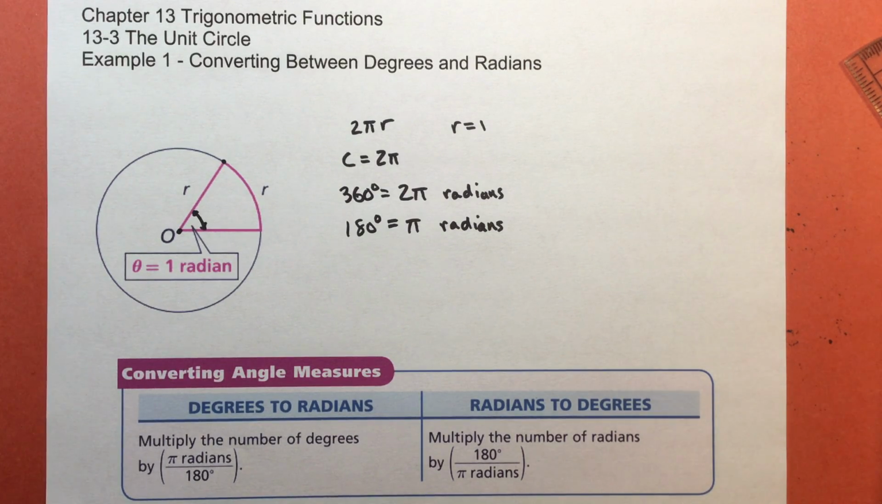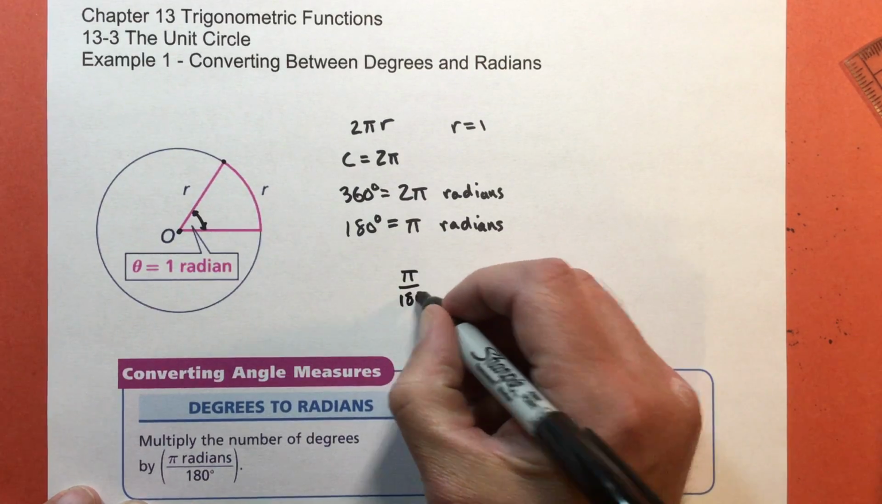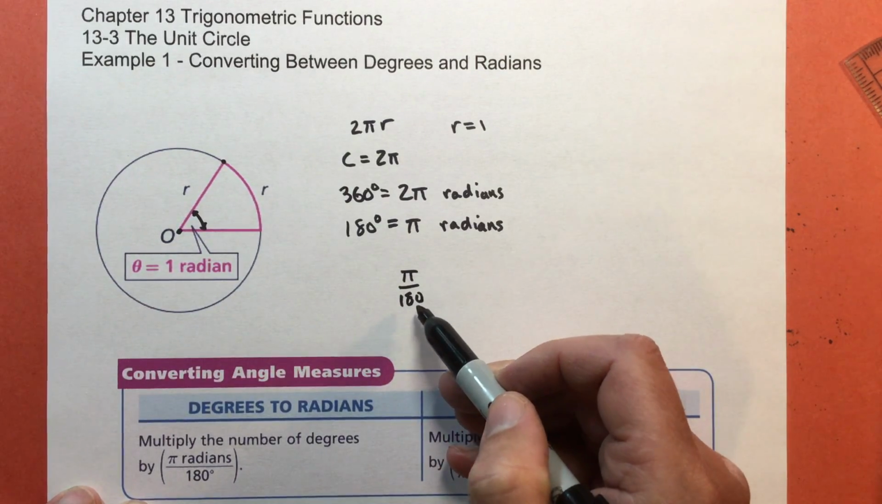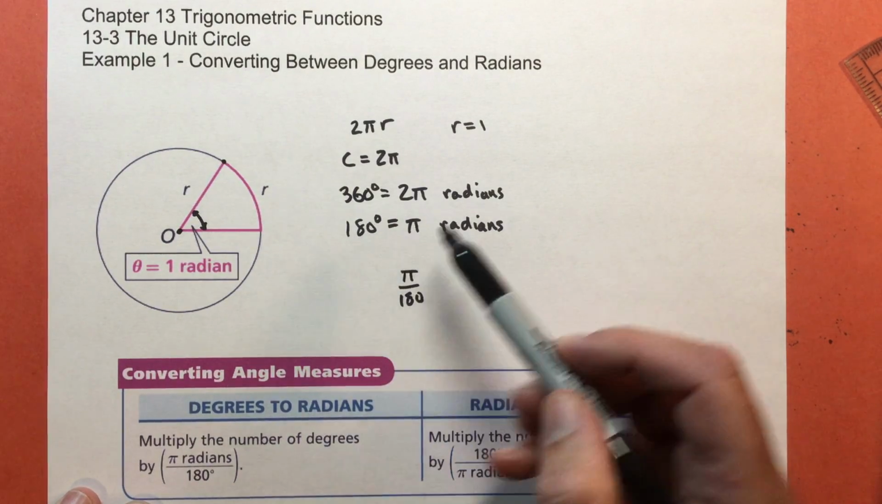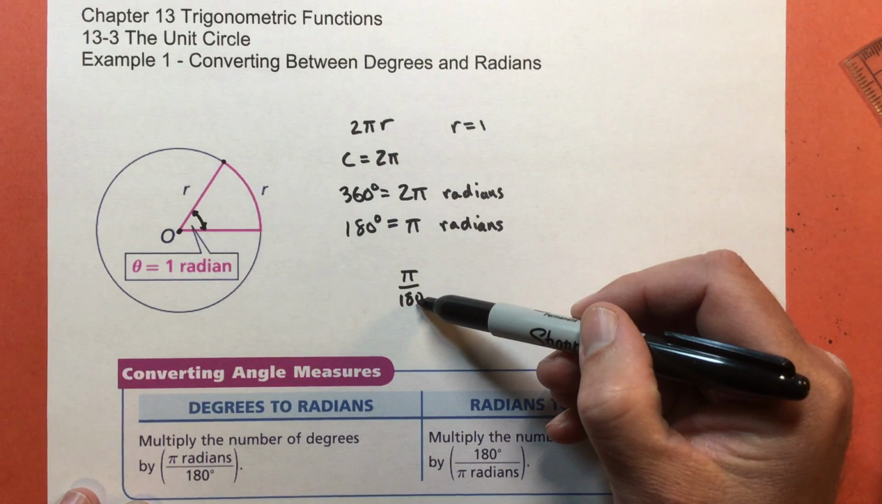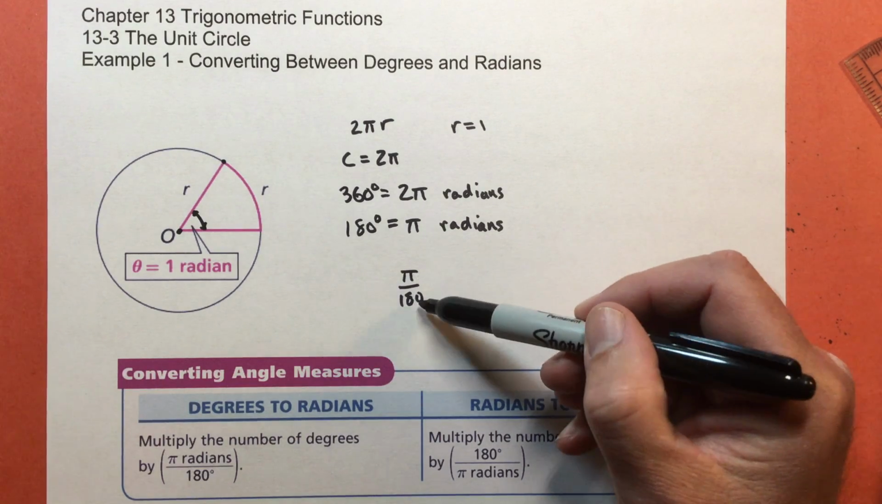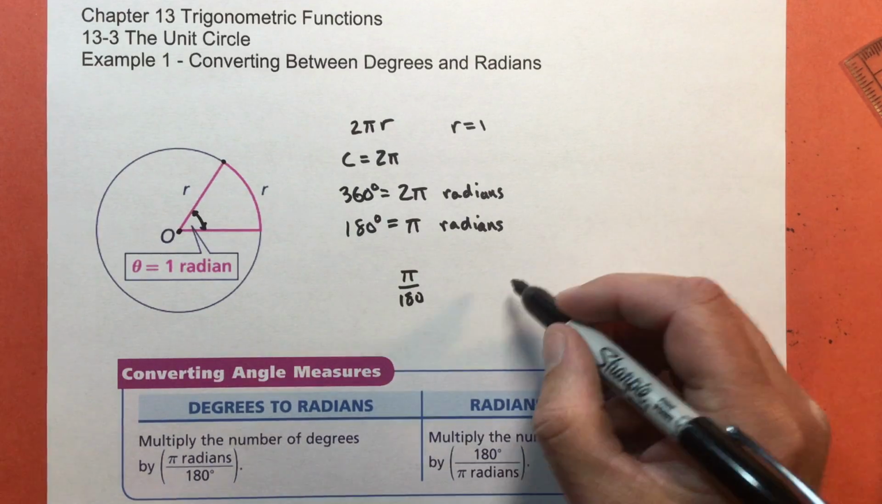So right now we're going to talk about converting from degrees to radians and from radians to degrees, going back and forth. To go from degrees to radians, you just multiply by pi over 180. That's the same as 2 pi over 360, but without the factor of 2. Since 180 degrees equals pi radians, the numerator is equal to the denominator. So what I'm going to do is just multiply by 1.